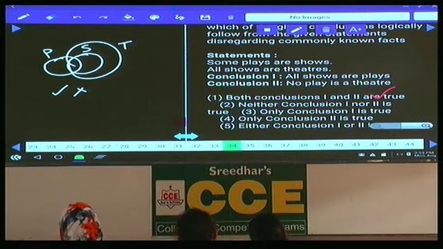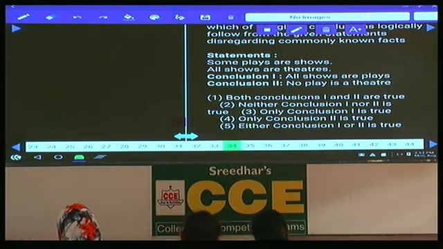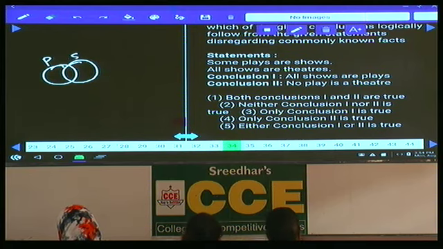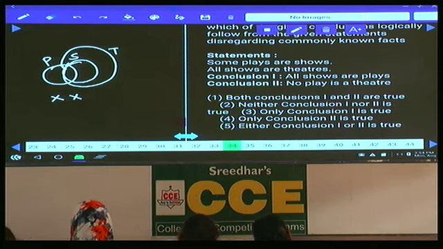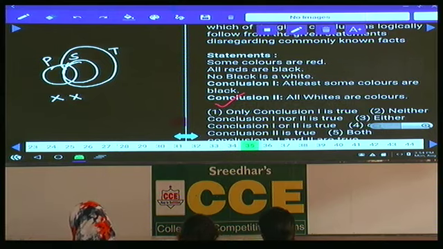33 is choice 2. Then question number 34. Some places are shows, and this is also based on the same statement, and all shows are theatres. All shows are plays is false, because only some shows are plays is true. No play is a theatre, this is also false because some of the plays are theatres. Hence neither 1 nor 2, choice 2 is answer 34.